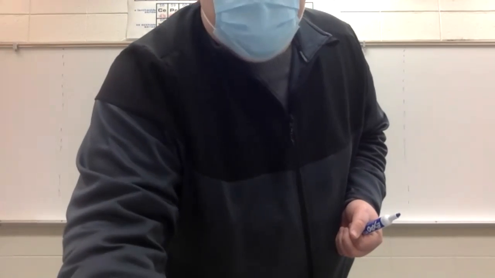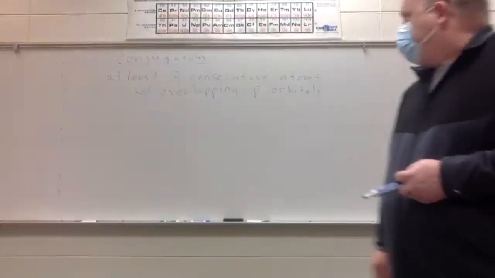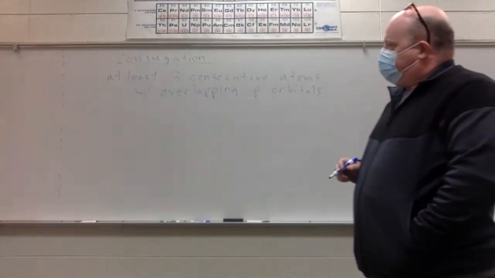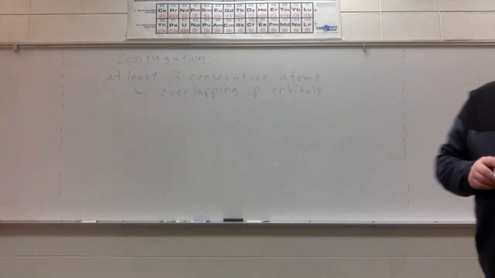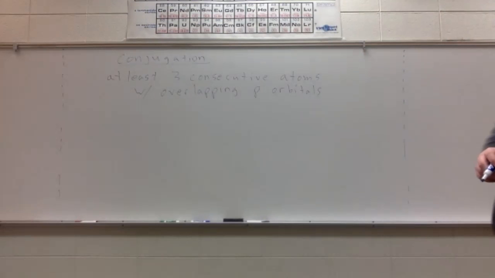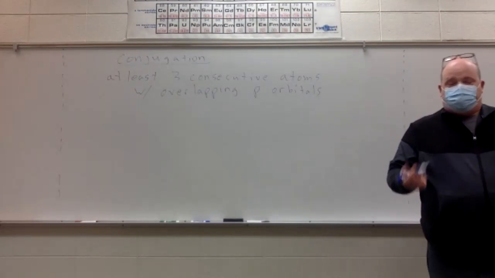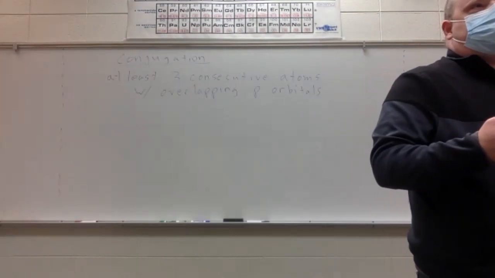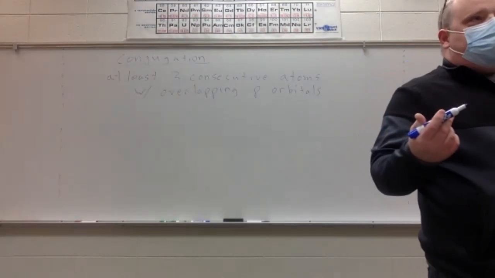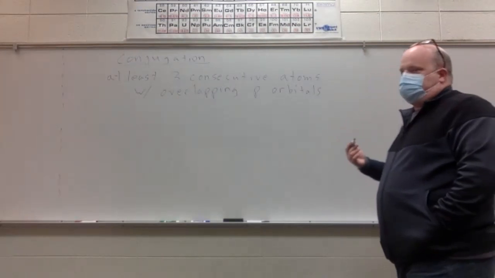So sorry about that. I totally forgot to unmute. We just got started. We're going over the definition of conjugation, which is on the board. Conjugation is defined as being a species with at least 3 consecutive atoms that have overlapping p orbitals. In order to have overlapping p orbitals, we first have to have individual p orbitals on individual atoms. To have that, you need to have at least 1 p orbital left over after hybridization.